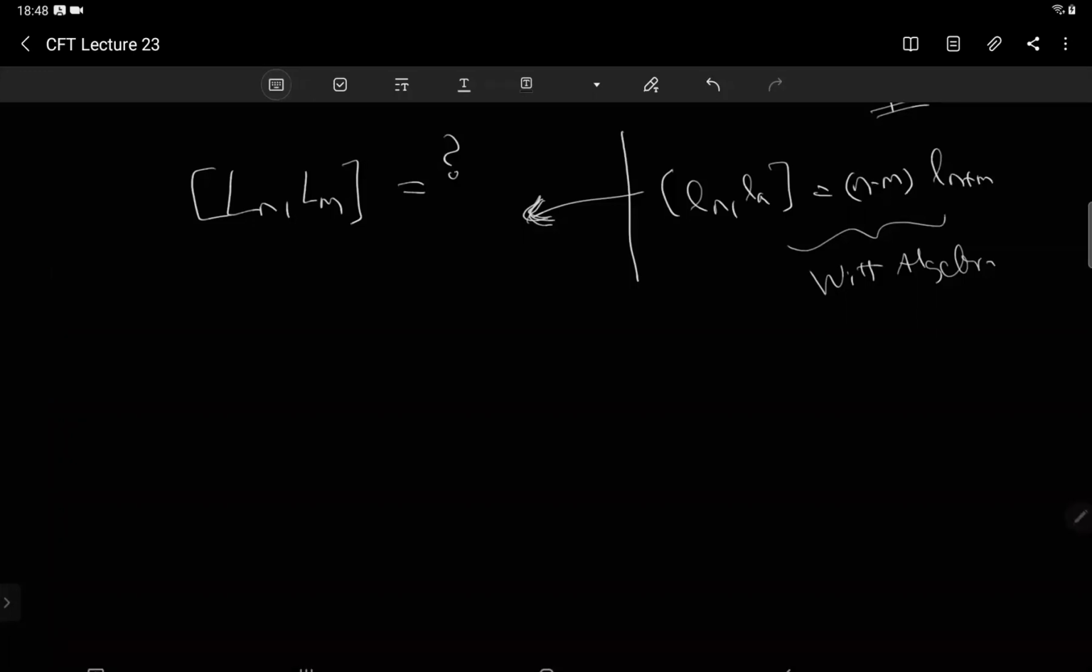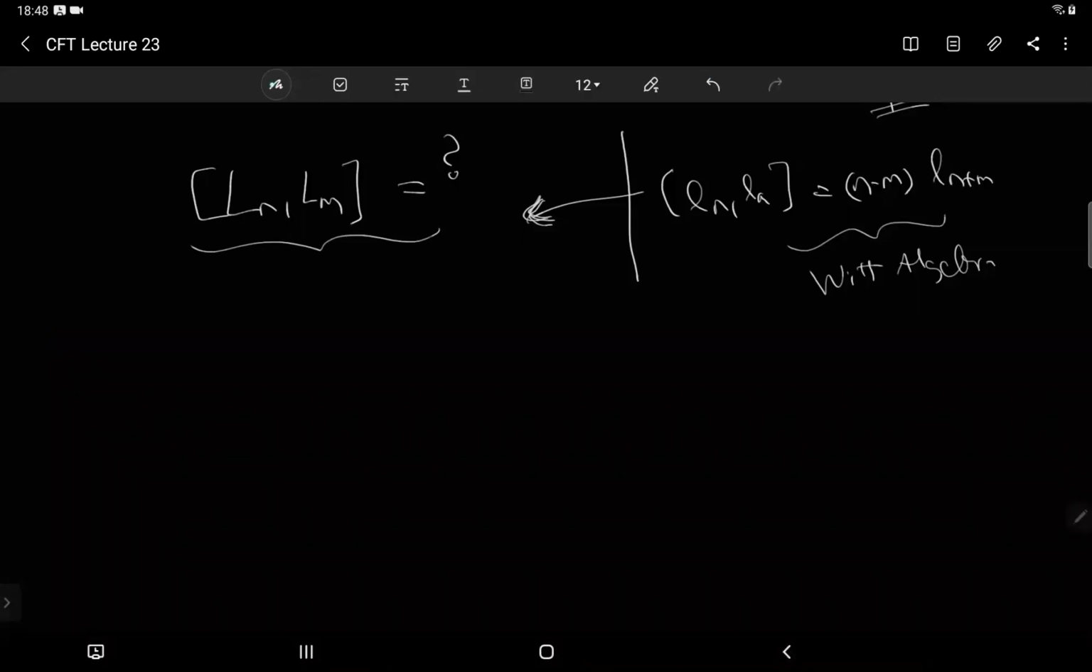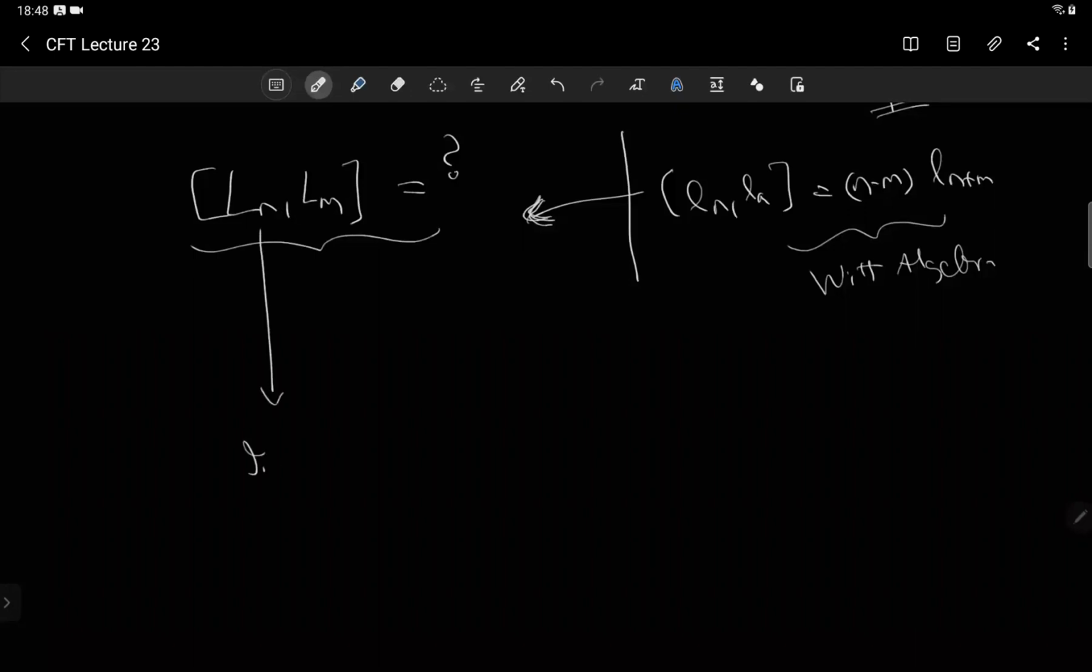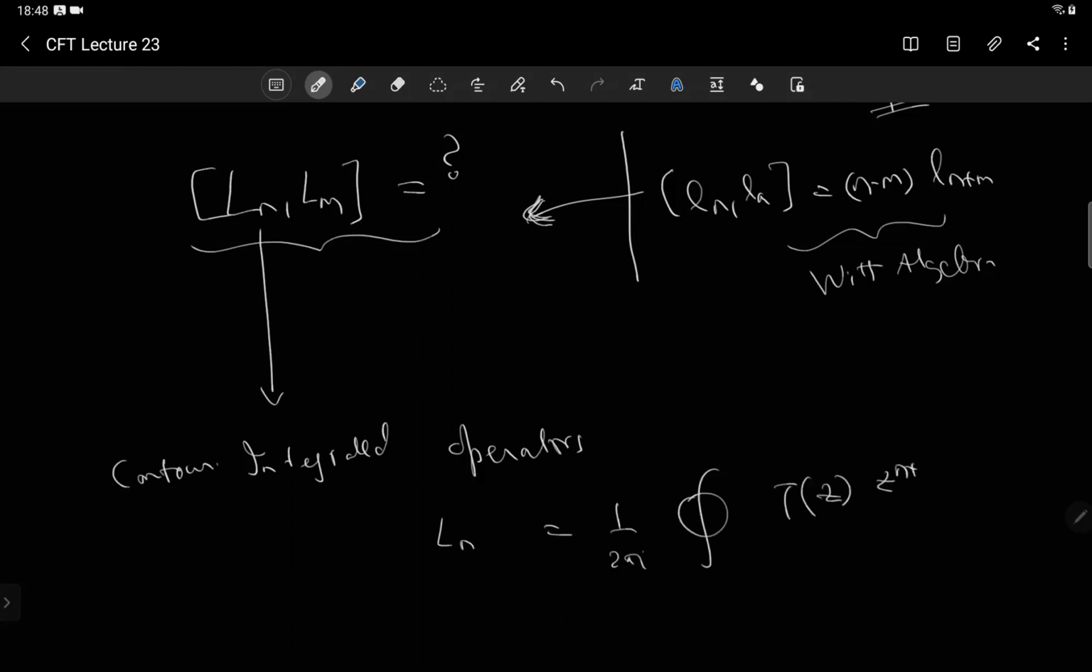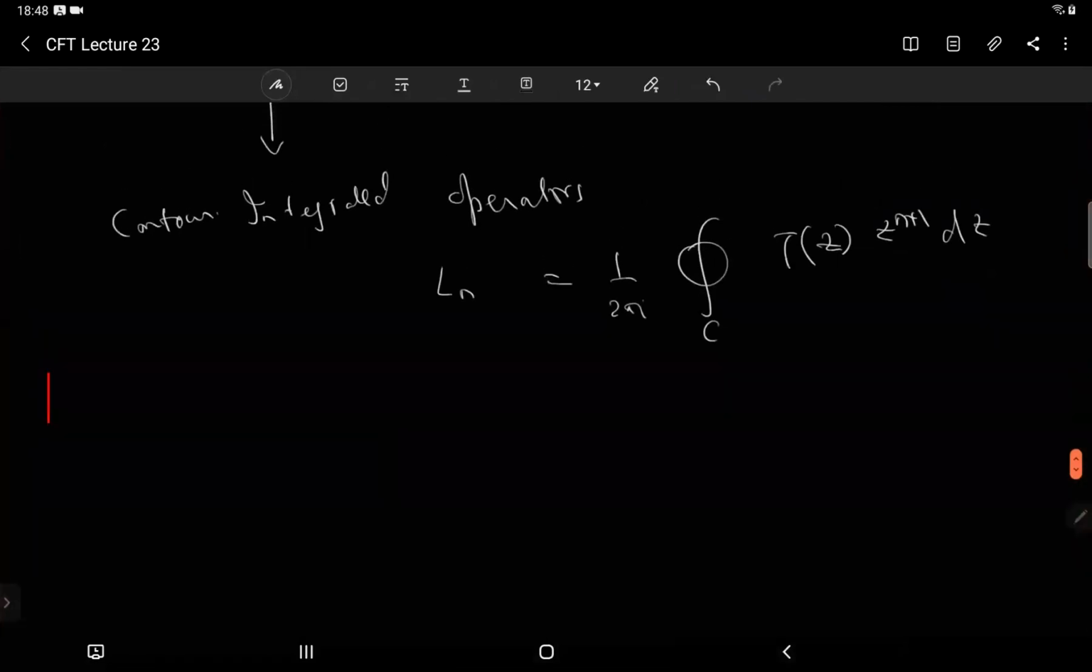So the question is how to evaluate this L_n L_m. These L_n, L_m are integrated operators, or contour integrated operators, because L_n, which we wrote a little while ago, is 1/(2 pi i) times the contour integral of dz z^(n+1) T(z), over some circle of constant radius with the center at the origin.